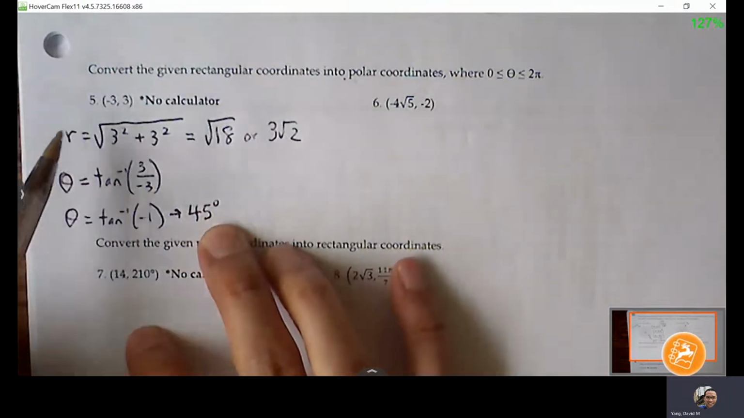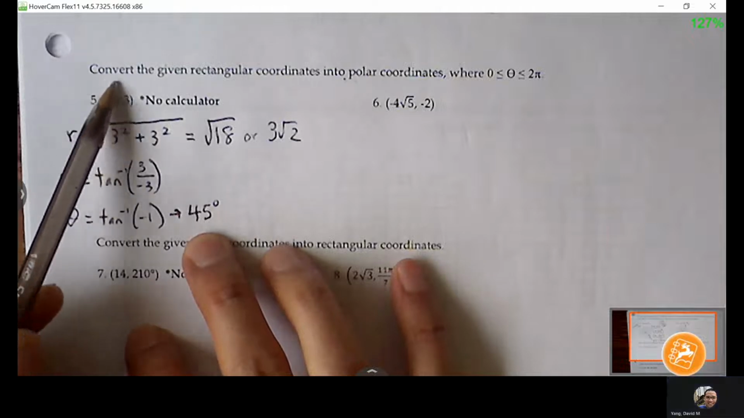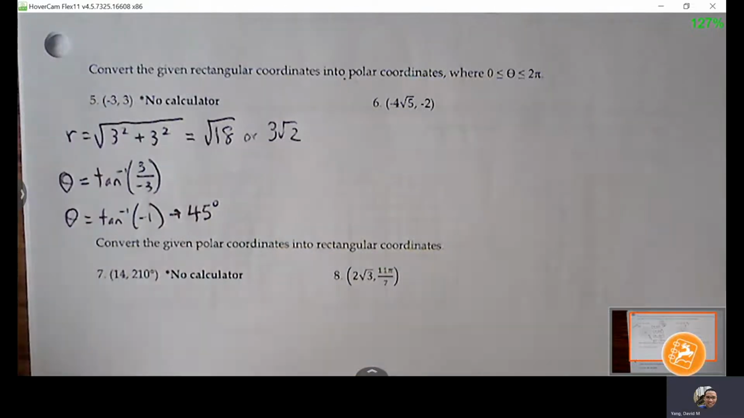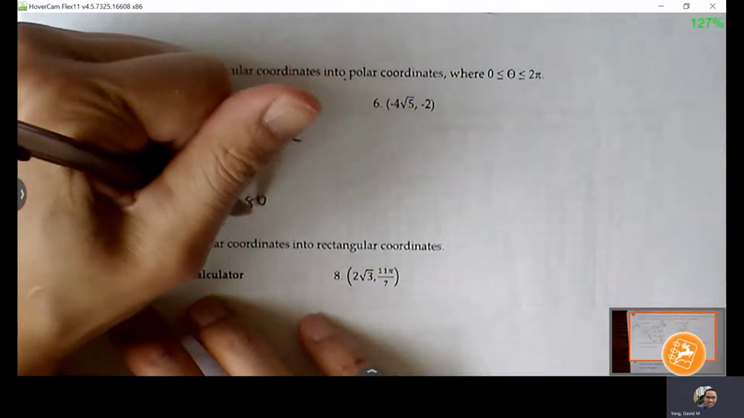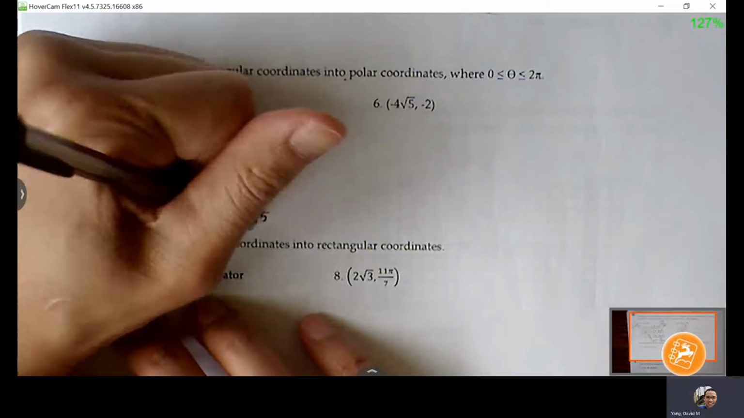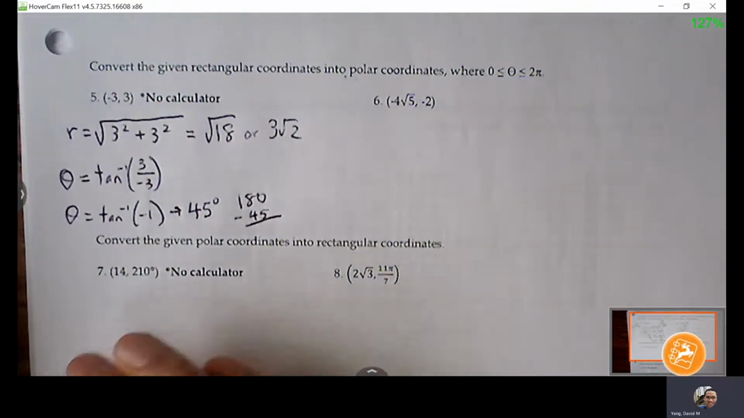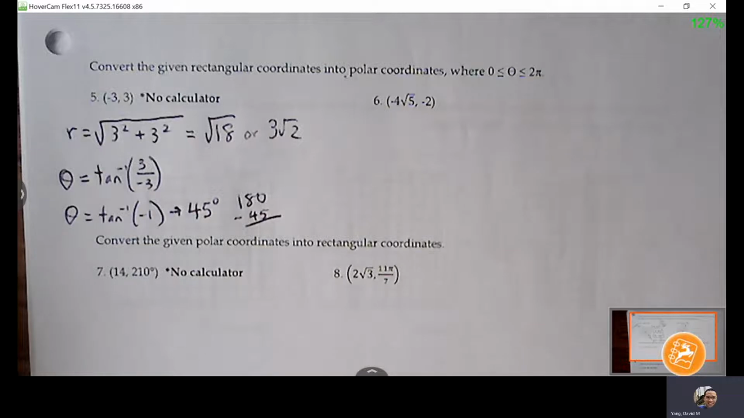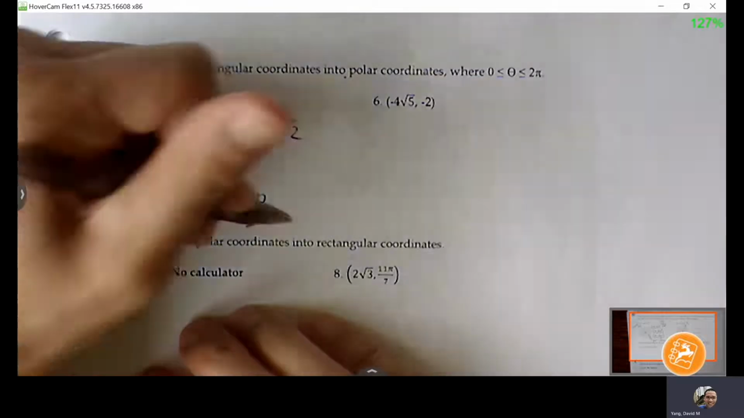So you know that inverse tangent is going to be 45 degrees. We know that's the reference angle, but which quadrant are we in? We would have to be in the second quadrant. So we have to do 180 minus 45, so 135. Use the reference angle to get yourself in the correct quadrant.